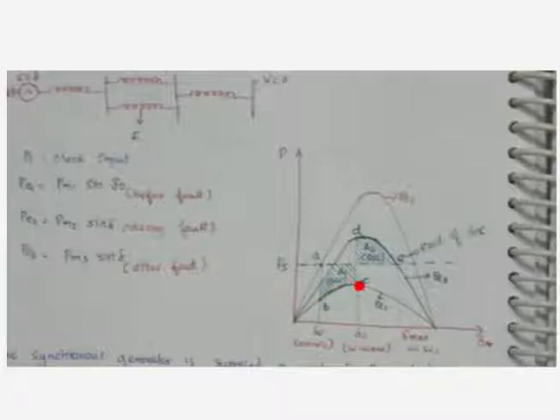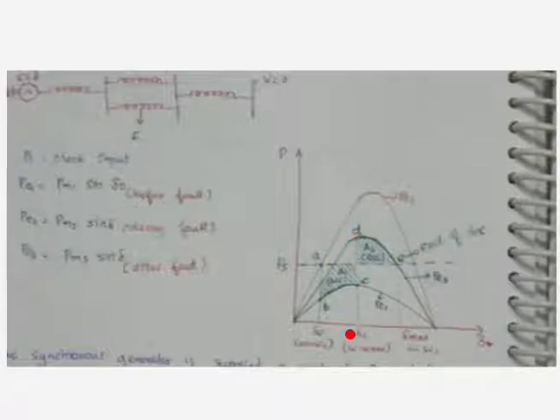And at this point, what happens? At point C, the fault gets cleared. When the fault gets cleared, the network configuration changes again, which will cause the power curve to be on this curve. And at this point, even though the fault is cleared, there will be deceleration because the electrical output is more than the mechanical input. So it will start oscillating and finally settle at this point.